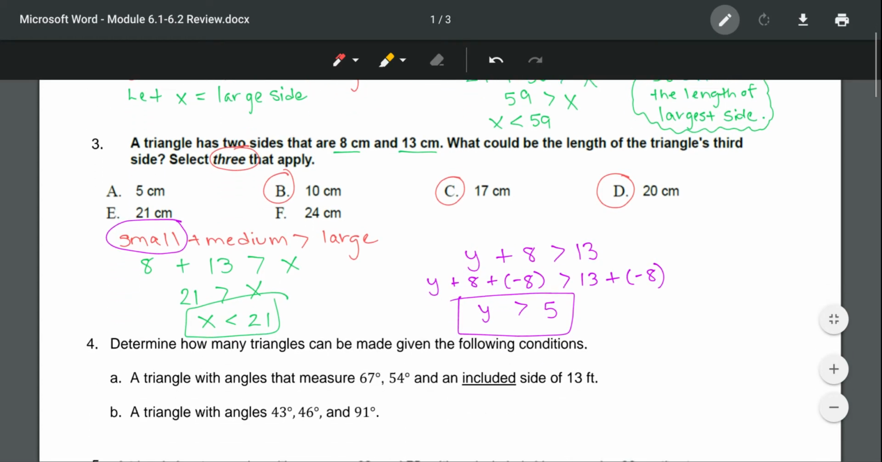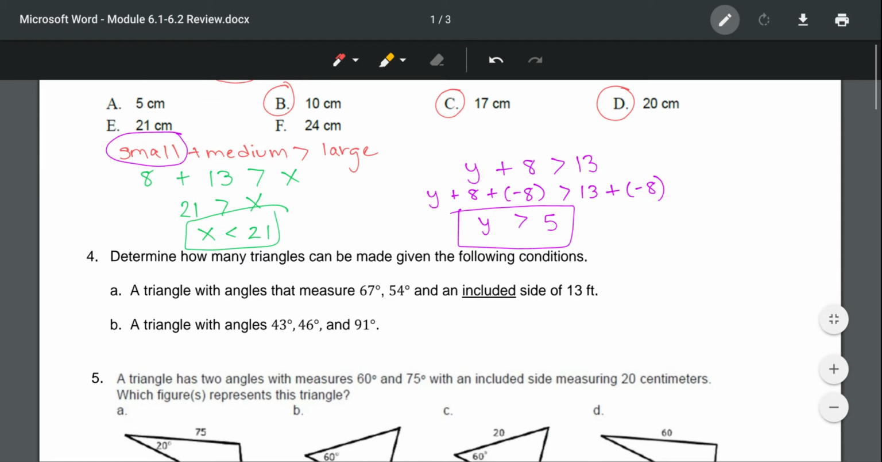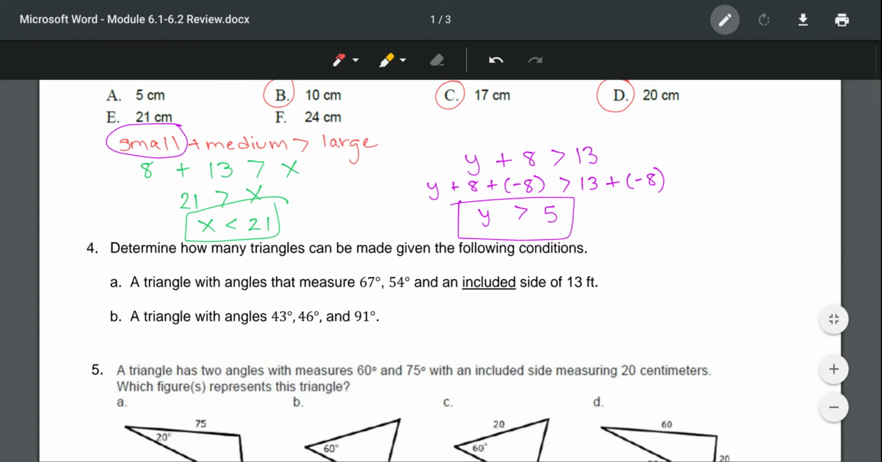Okay, number 4 says to determine how many triangles can be made given the following conditions. So if you have a triangle that has 2 angle measurements and the key word is the included side of 13 feet, so this forms one unique triangle. So you learn this in lesson 6.1b. Anytime the key word is included, if you have an included side or an included angle, then you're going to get one unique triangle.